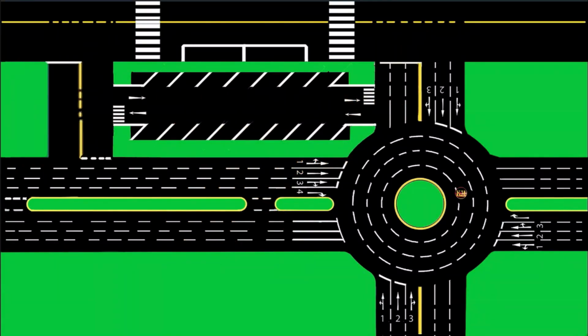The roundabout is divided into 3 parts. The first part is called the traffic island. This is the green part at the center of every roundabout used to control the movement of the vehicles. The second part is the innermost lane, that is lane 4.